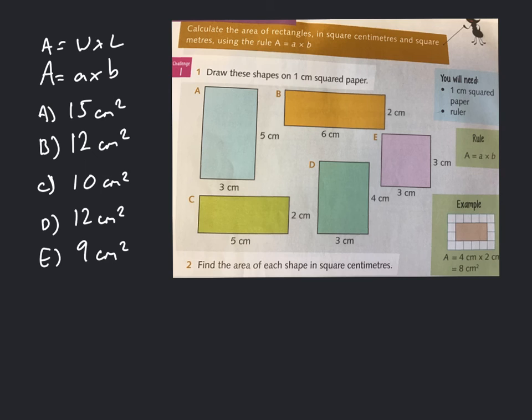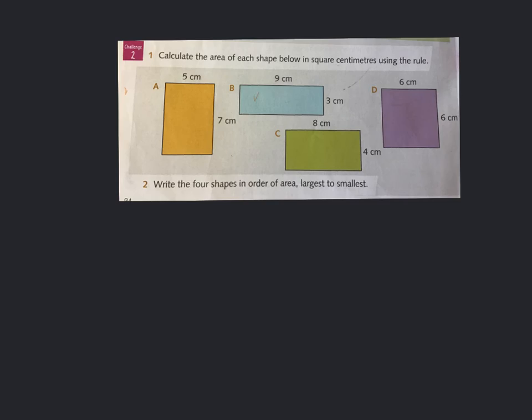Now you'll have been able to count those square centimetres whenever you drew them in your books, or just do the calculation. Area is the length times the width to find out what the answer was. Challenge 2, we're again using our rule. So area is length times width, or width times length. It doesn't matter which way around you do it.